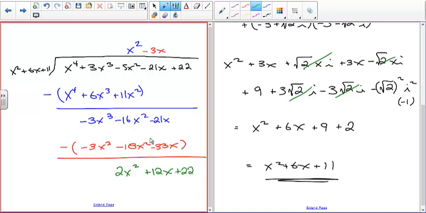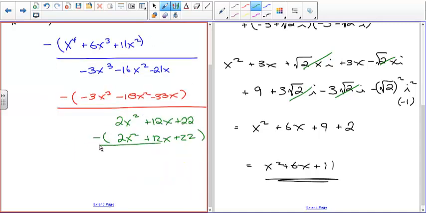Okay, so what do we multiply x squared by to get 2x squared? So the answer is 2. 2 times x squared is 2x squared. 2 times 6 is 12, so we get 12x. 2 times 11 is 22. So that looks good. You subtract those, you get 0.